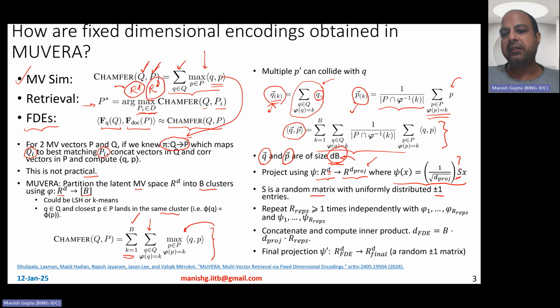Now, of course, one random matrix is not a great idea. Therefore, what they do is repeat this entire process R_reps times, where they have their own sizes. So remember, what are the sizes?